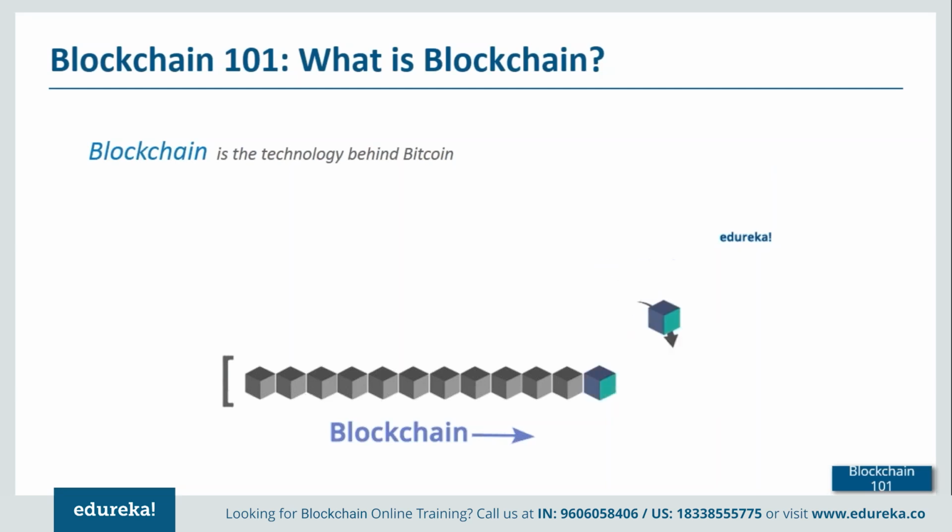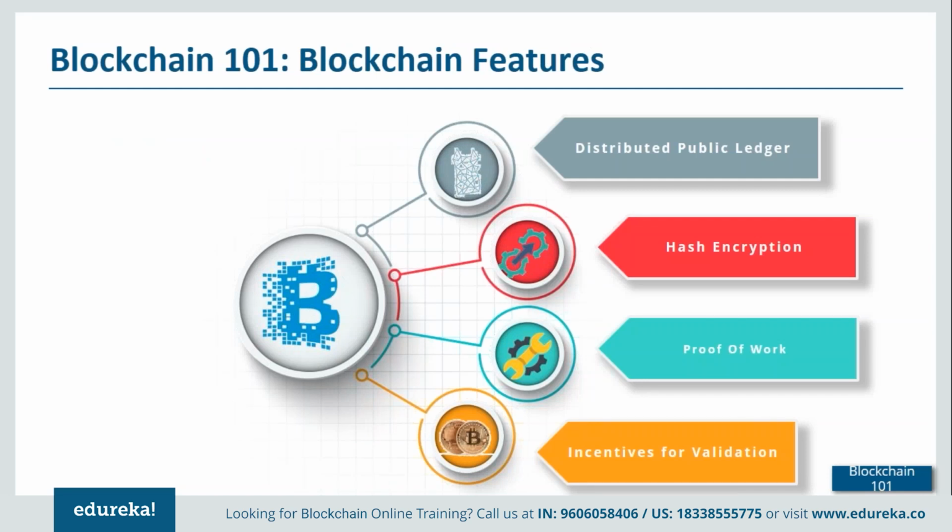So let's move forward and talk about the various features of blockchain. The first cool feature of blockchain is that it uses a distributed public ledger. What I mean by a distributed public ledger is that all the transactions that happen on the blockchain system are stored on a ledger. And this ledger is completely public as well as distributed across the whole network.